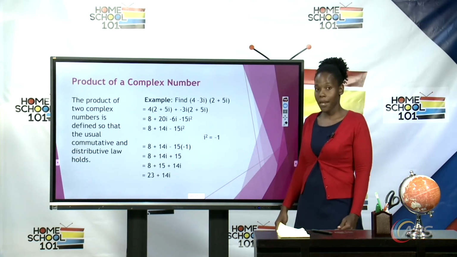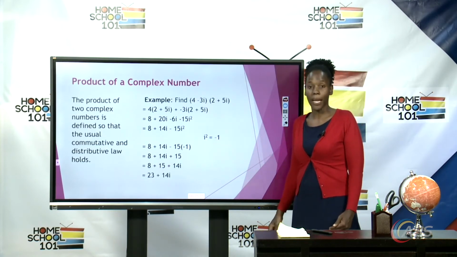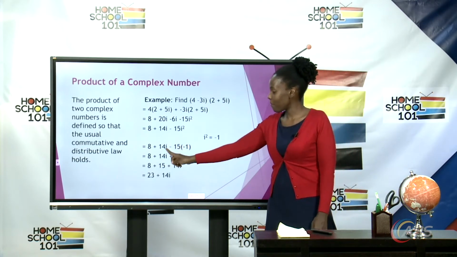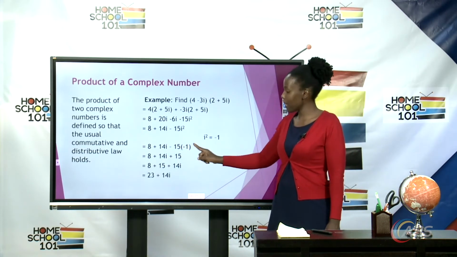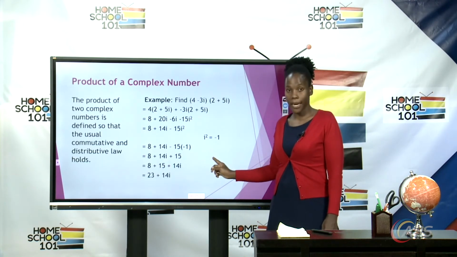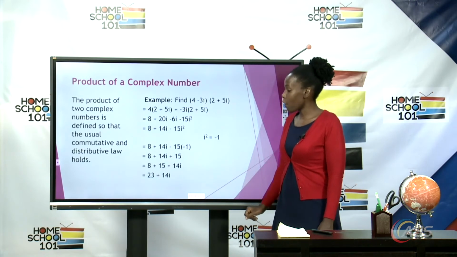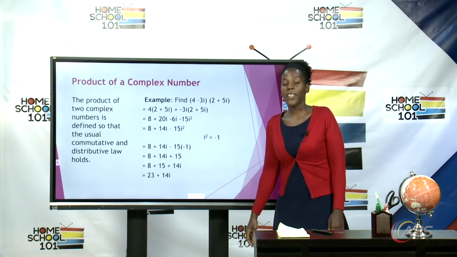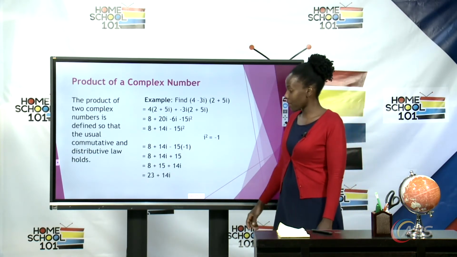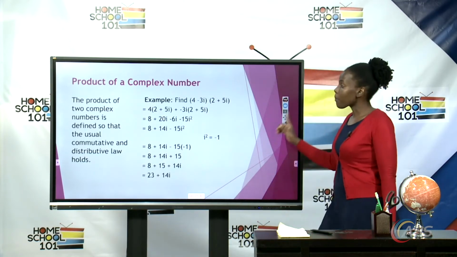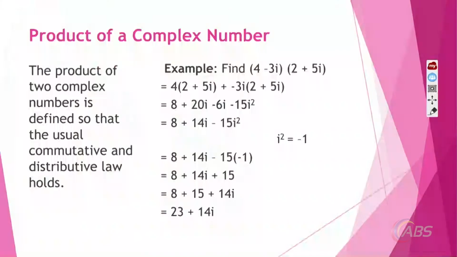Therefore, we will have to make a substitution for i squared, replacing i squared with negative 1. So this then becomes 8 plus 14i minus 15 times negative 1. Now we know that a negative times a negative would give us a positive. Therefore, the result is 8 plus 14i plus 15. We then group like terms, so 8 plus 15 would give me 23 plus 14i. Therefore, the product of these two complex numbers would be 23 plus 14i.